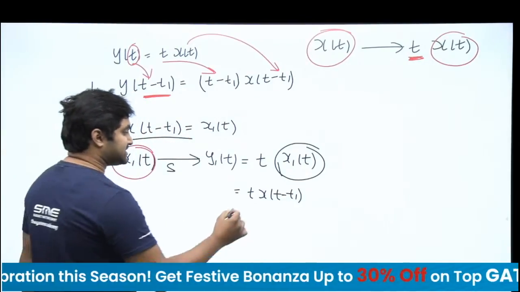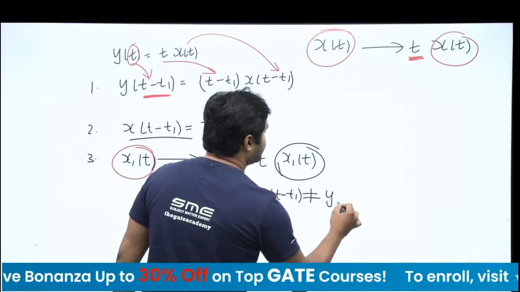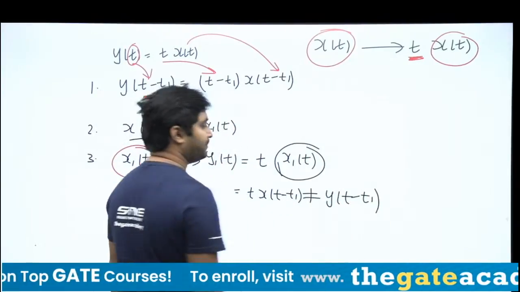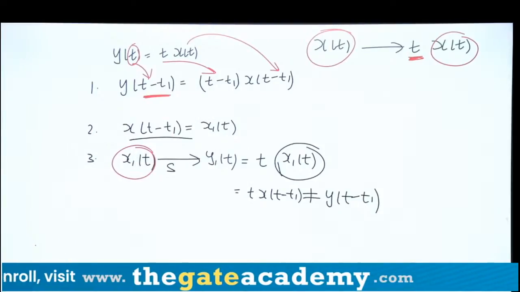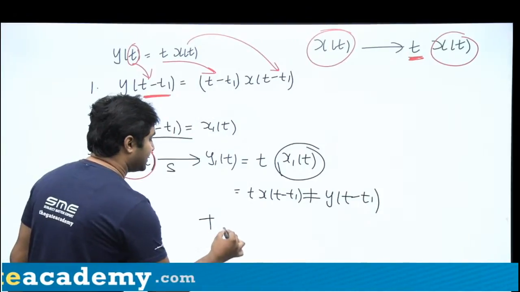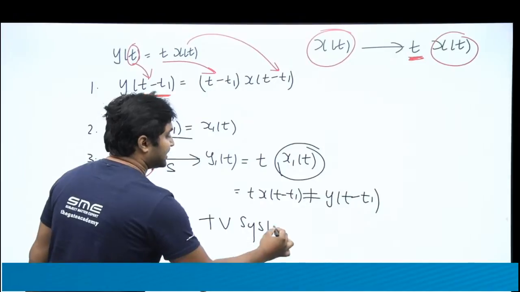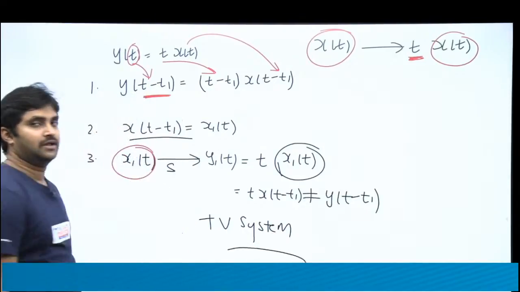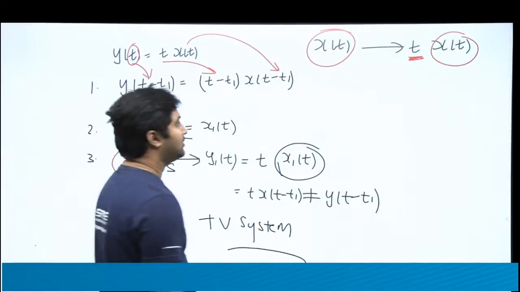So this is not equal to y of t minus t1. That is the problem here. It means this is a time variant system. Is there a shortcut, sir? Yes, there is a shortcut. What is that?